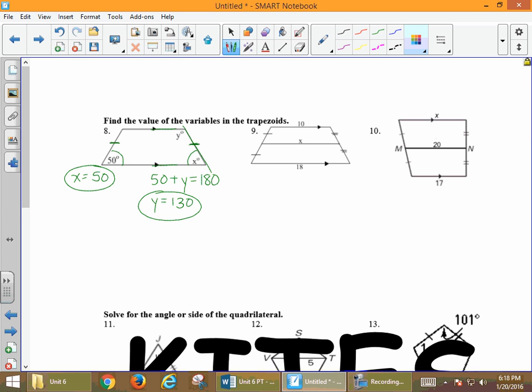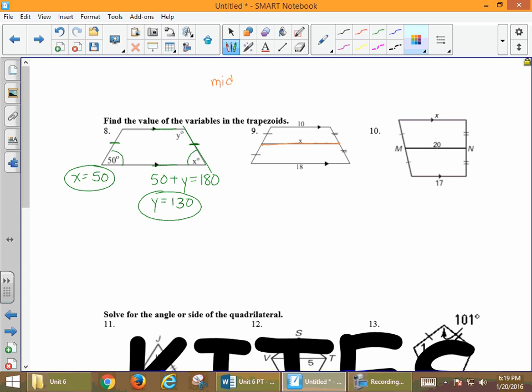Number 9. Number 9 is a trapezoid. Top is parallel to the bottom. I do not know that it is an isosceles trapezoid, but I do know this, that the segment that is labeled with X, right in the middle, connects the midpoints of the 2 legs. That means by definition that this is called the median or the mid-segment. And we know that the rule about the mid-segment's length. The length of the mid-segment is 1/2 of the sum of the bases.